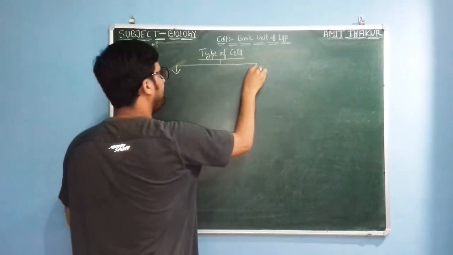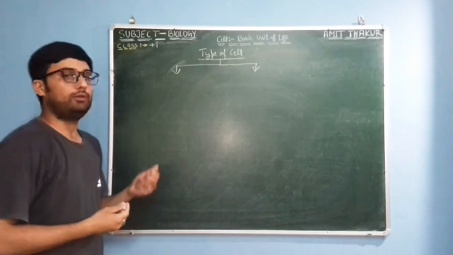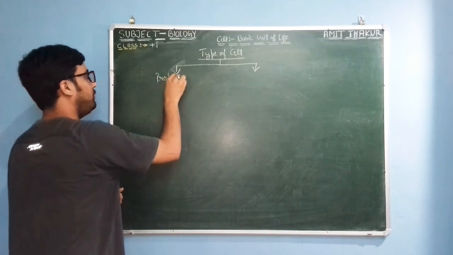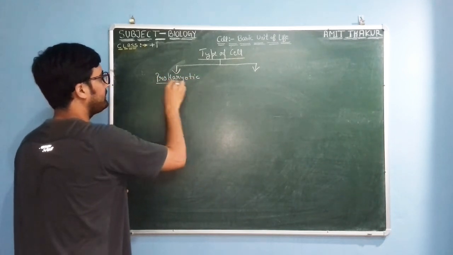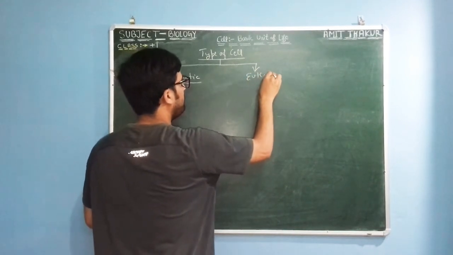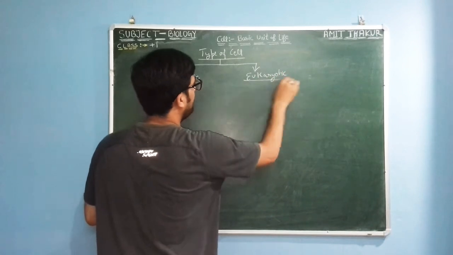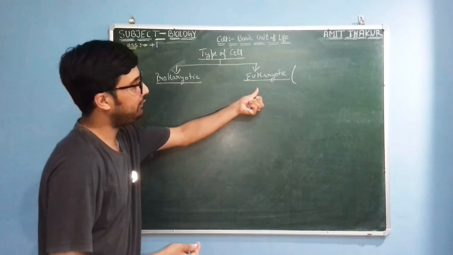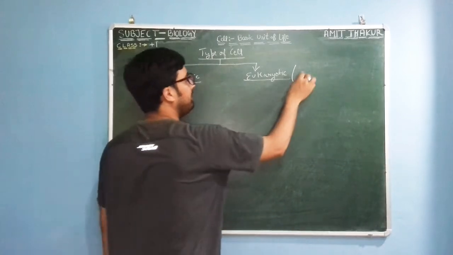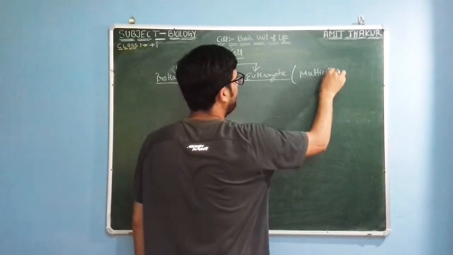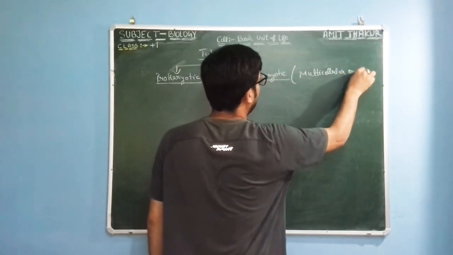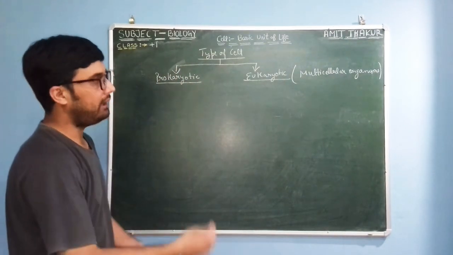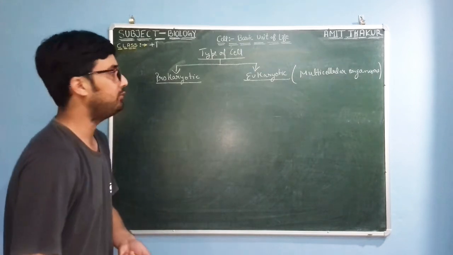We categorize cells on the basis of their complexity. The type of cell is whether it is a prokaryotic cell or a eukaryotic cell. Eukaryotic cells are associated with multicellular organisms, like plants, higher animals, etc., including human beings.